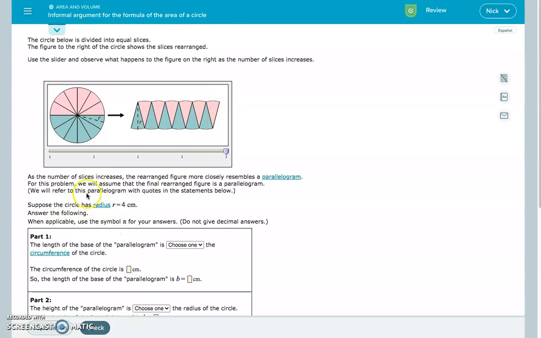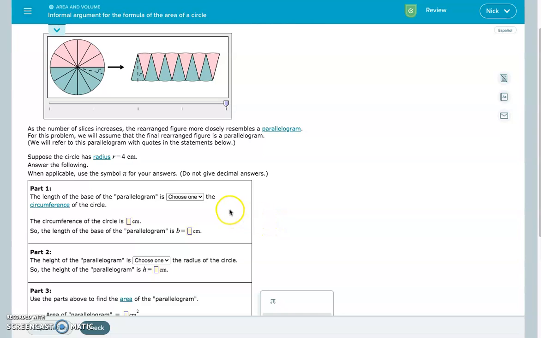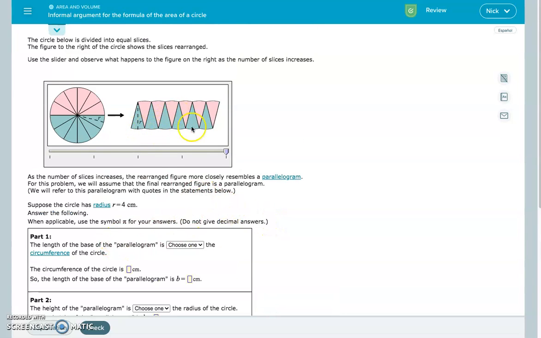For the other parts, we're supposed to assume that the radius is 4 centimeters. So if I look at the base, I'm going to choose the bottom base here of the parallelogram, how is it related to the circumference of the circle? The circumference goes all the way around here, right? This is just the outsides of the green parts, so I'm losing the pink ones, which is exactly half, right? Because I cut the circle here.